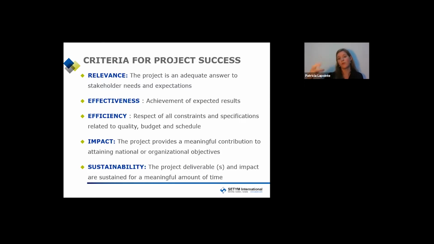So what will happen once the project is done? Who will be hosting? Who will be taking care of it? Who will be doing the maintenance of that investment?